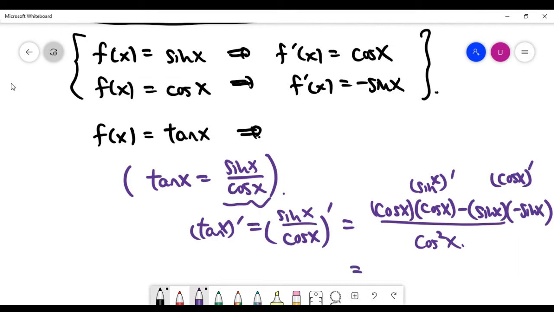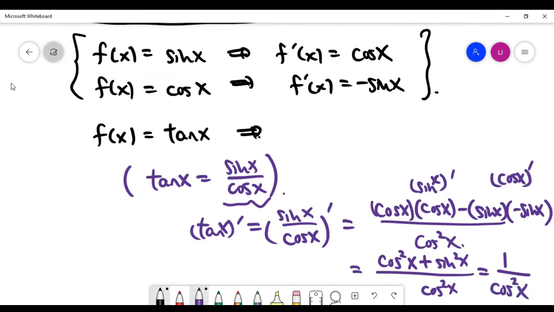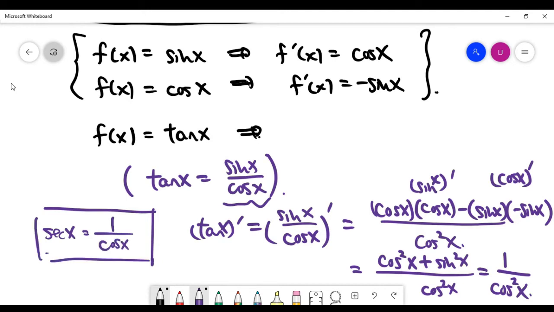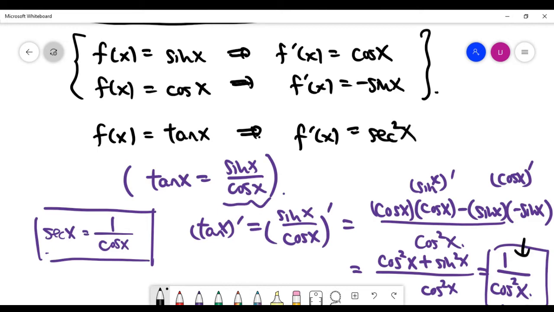By the quotient rule, we can simplify further. The top is cosine square x plus sine square x, and the bottom is cosine square x. Cosine square x plus sine square x is 1, which means the derivative is 1 over cosine square x. Please recall some trigonometric identities: secant x is defined as 1 over cosine x. So the derivative of tangent x can be written as f prime of x equals secant square x.